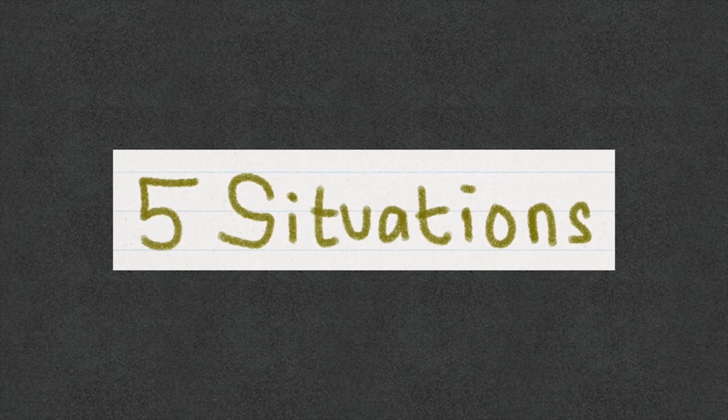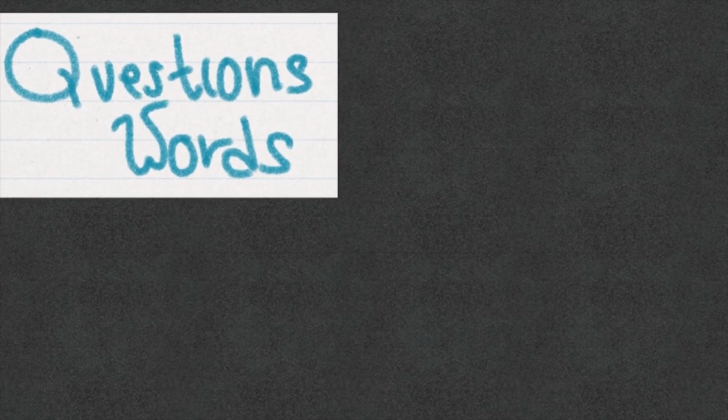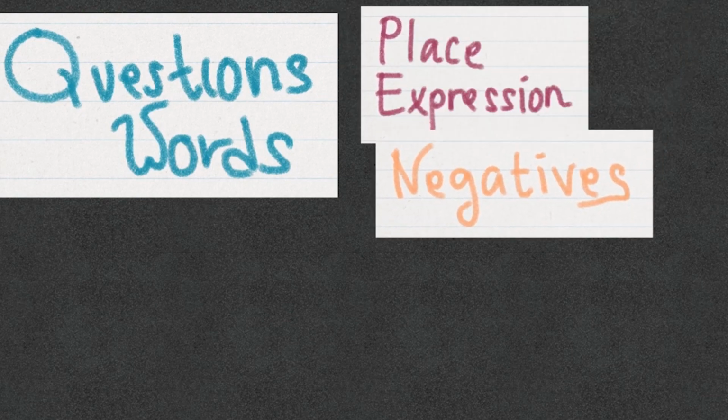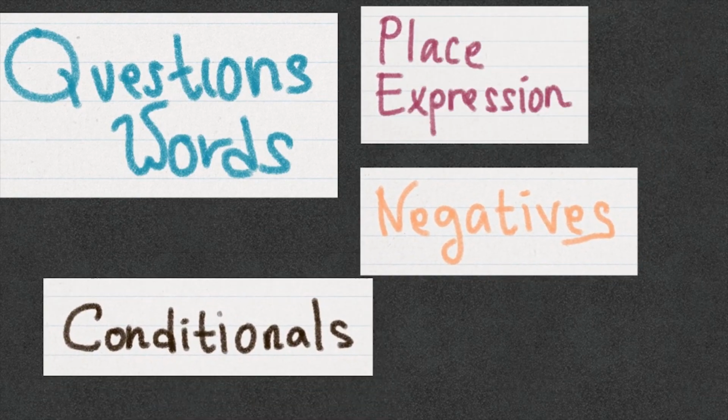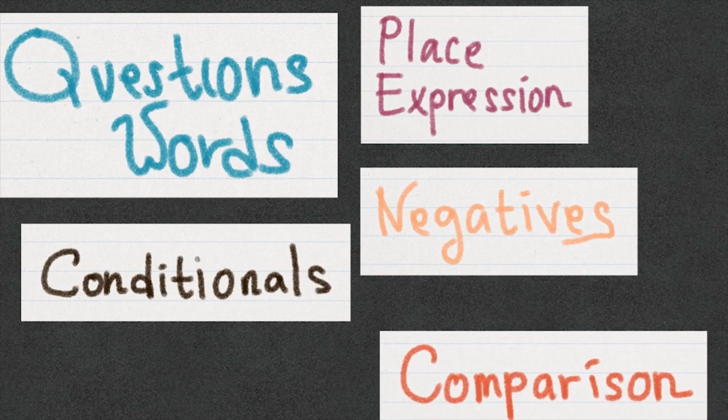There are 5 situations in which the auxiliary verb and subject can be inverted. The first is question words, and then place expressions, then negatives, and then conditionals, and last but not least, comparisons.